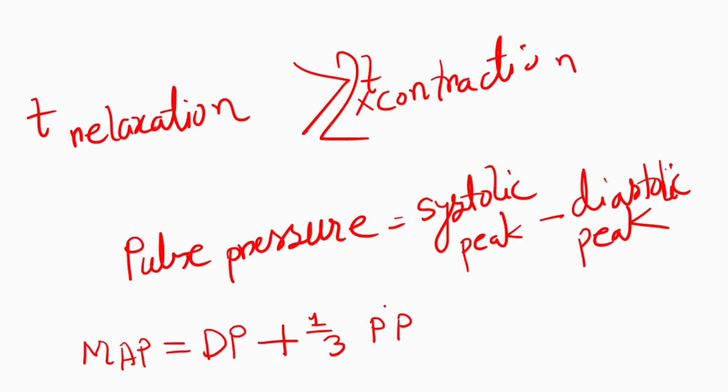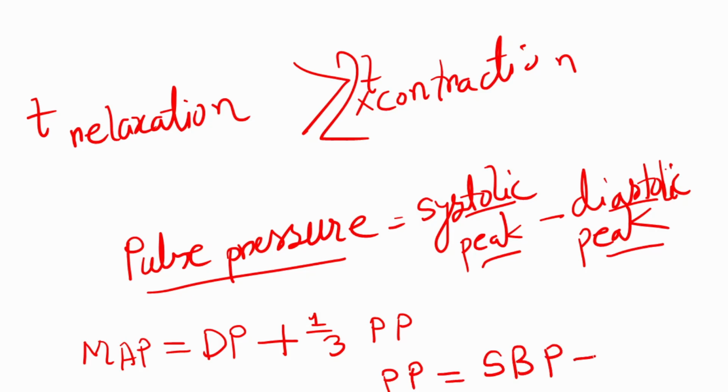And already we have said the pulse pressure is the difference between the systolic peak and the diastolic peak. We can write pulse pressure as systolic blood pressure minus diastolic blood pressure for simplicity.